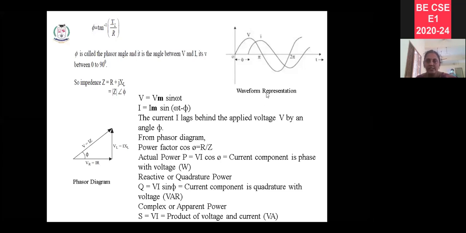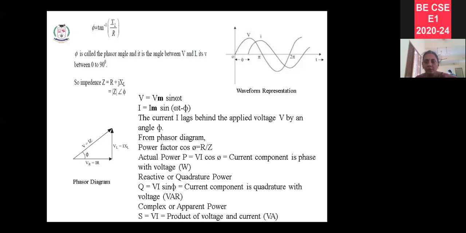If you see, this is the phasor diagram. In the phasor diagram, first the current starts, and then the voltage starts. The starting point is 0, so it will be a sinusoidal waveform. So we say the current lags the voltage by an angle phi in an RL series circuit.